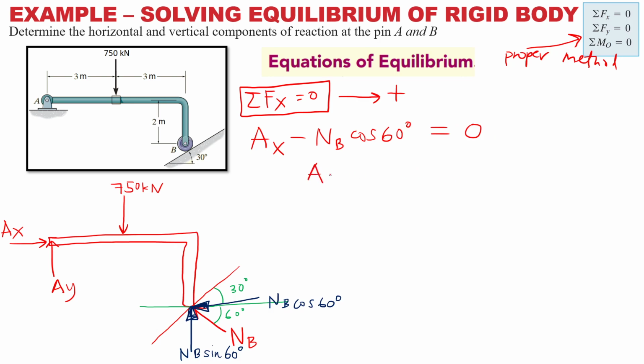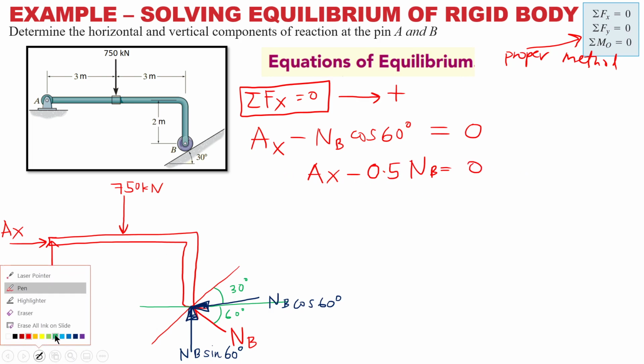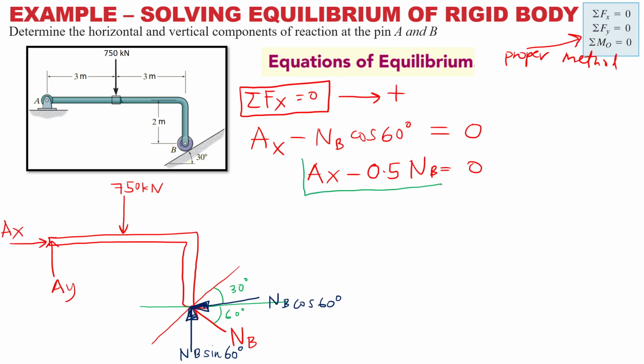Simplify it a bit. AX minus cos 60. How much is cos 60? 0.5. So AX minus 0.5 NB equals 0. So this is an important equation. This is equation number 1.